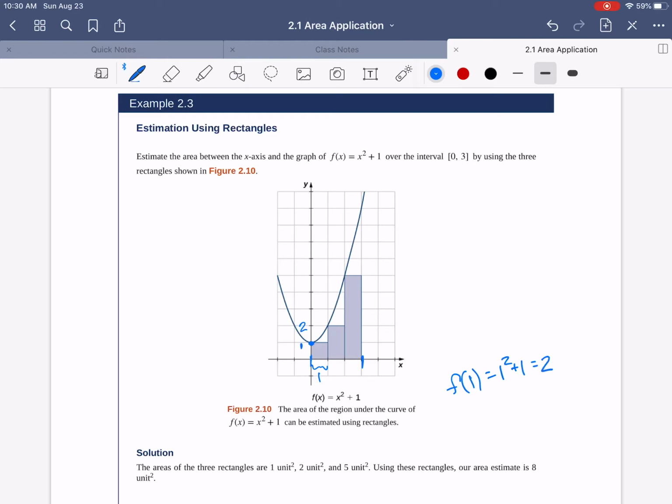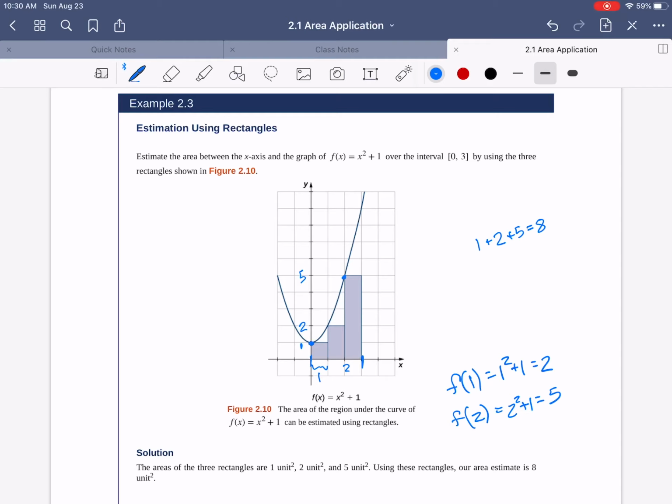And then the third rectangle has height, it looks like 5, and we'll check that by plugging in f of 2. We get 2 squared plus 1, and that will give us 5. So the first rectangle has area 1 unit, the second one has area 2 units, and the third one has area 5 units. Overall, it seems like the area under the curve is about 8.